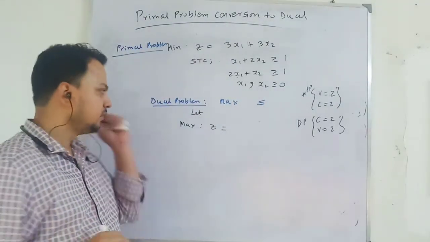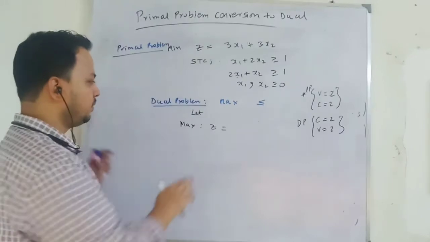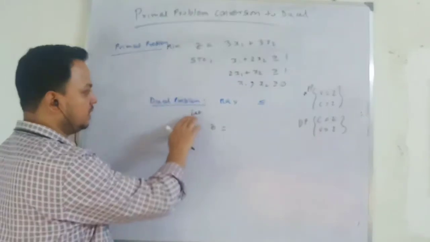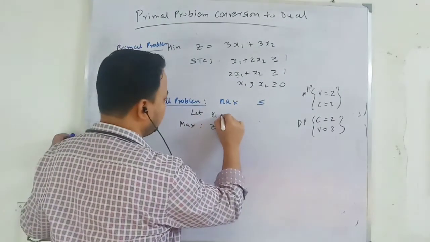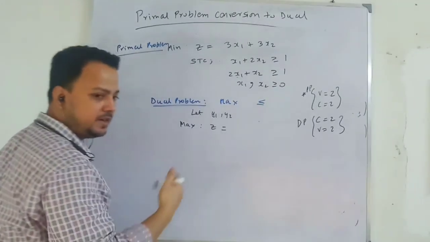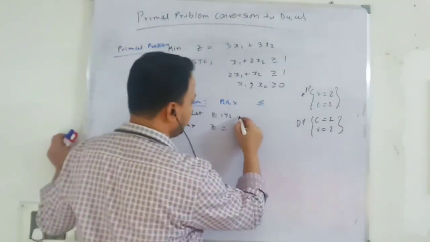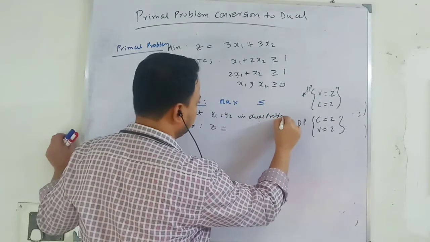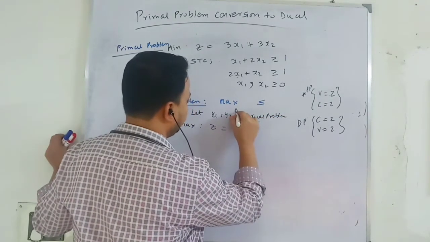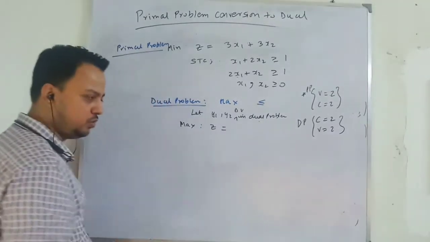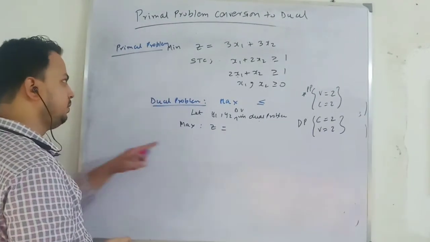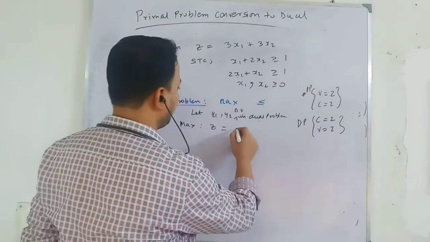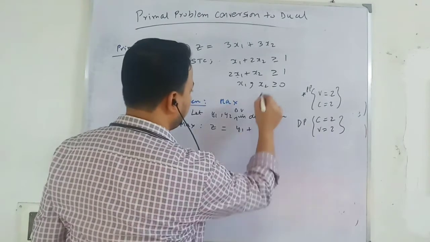Now I am setting up my dual problem. Let y1, y2 be my decision variables in the dual problem. You can write decision variables or variables in the dual problem. So z will be equal to 1 into y1 is y1 and 1 into y2 is y2.